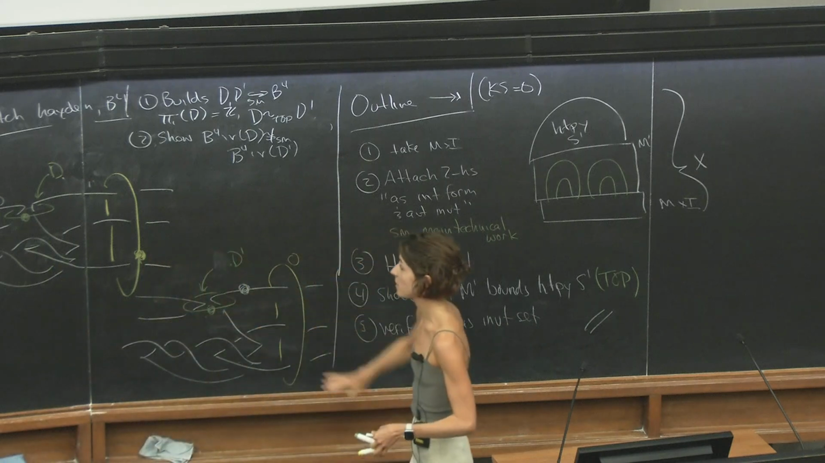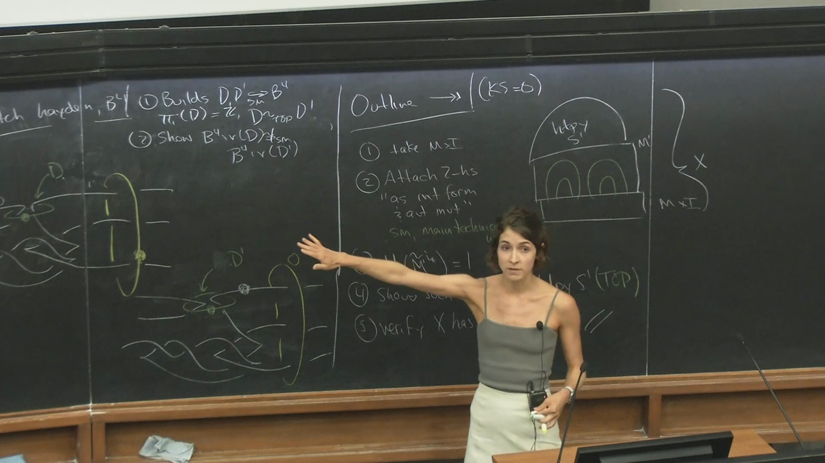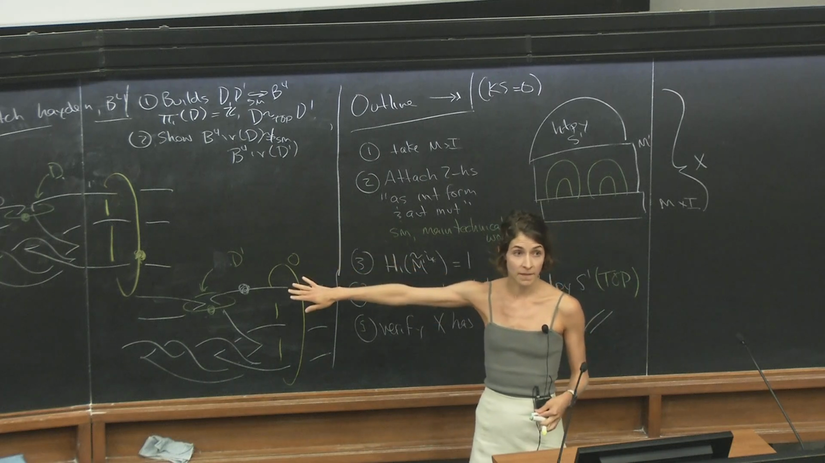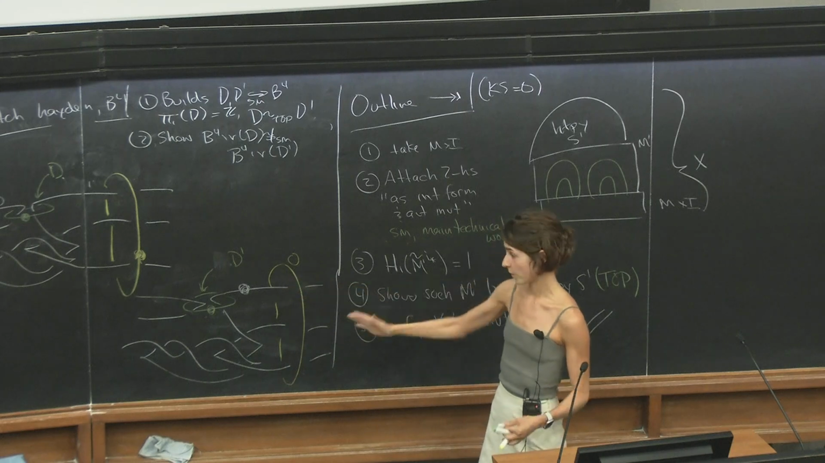So these are these 2 disks. They have the same boundary. They're both in the 4-ball. They both have pi 1 Z. And then you can just appeal to the classification to decide that they are indeed topologically equivalent.